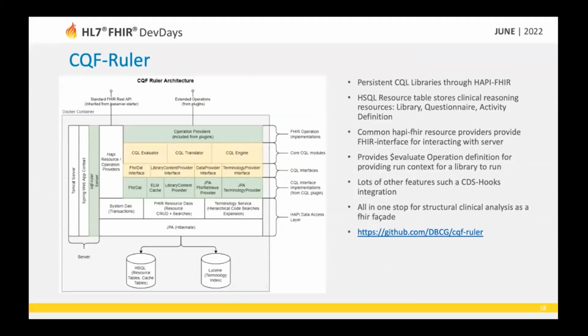And so you also need an engine to run CQL against, and the engine we use is another provided one by DBCG called CQF Ruler, or Clinical Quality Framework Ruler. It's a HAPI FHIR server, actually. It's an extended HAPI FHIR server that provides clinical reasoning modules. Those modules are things like libraries, questionnaires, and activity definitions, and it provides custom operations you can run to actually invoke the CQL engine. So there's an evaluate operation definition for running CQL with this server here.